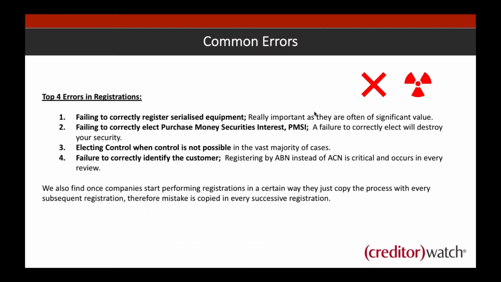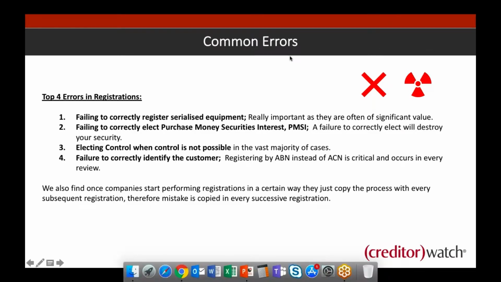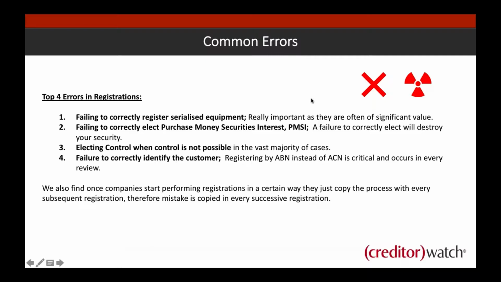I want to touch on now the four top errors or common errors with registrations, and these can be fatal to the validity of your registration itself. So the top one there is, of course, the failing to correctly register serialised equipment. Again, this is really important because most of the times when you're dealing with equipment and particular assets, they're of significant value. The second most common error is failing to correctly elect to have a PMSI or purchase money security interest against your registration. Again, this is important if you are financing particular assets, equipment finance, the like.